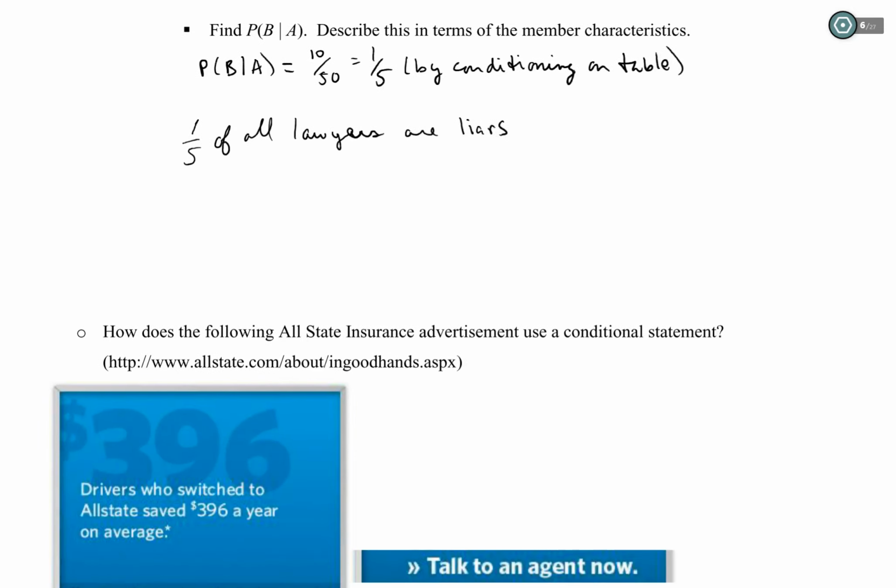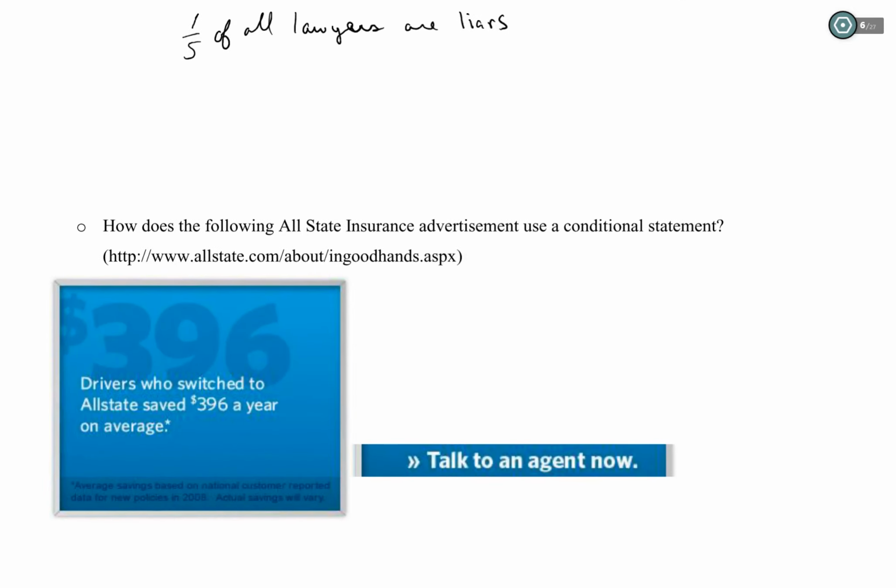Alright, so continuing on here, more with conditional probability. Here is an ad. It's an old ad, but it's from Allstate Insurance. Take a moment to look at that. How is there a conditional statement there? The conditional statement here is drivers who switched. Okay. Allstate has given us information about drivers who switched, not about every driver.